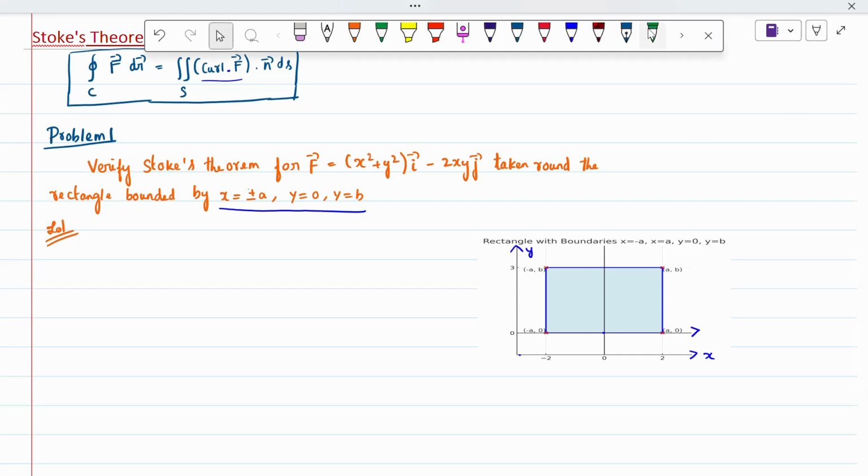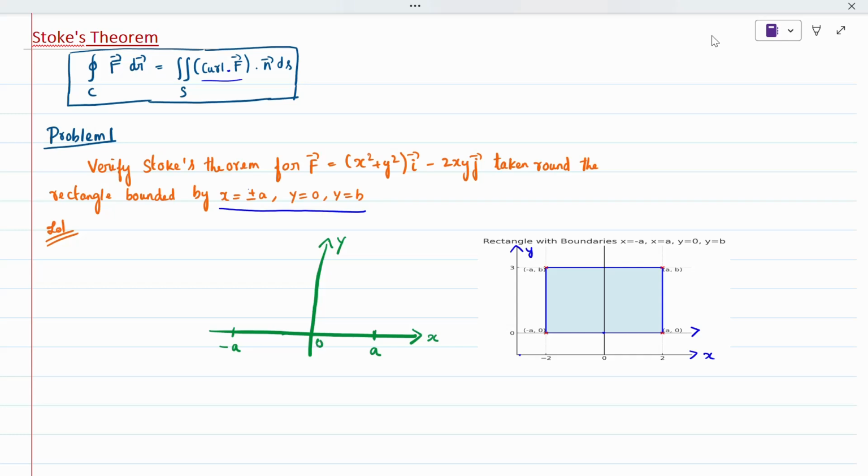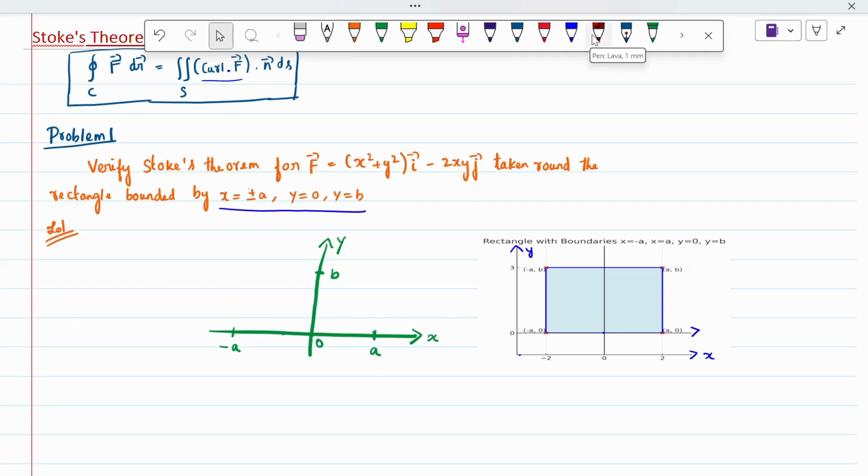So how we have to draw it: for example, your x-axis, your y-axis. So what is given in the question? x equal to plus or minus a. Plus a I will fix it here, minus a I will fix it here. y equal to 0, it is 0. y equal to b somewhere here. So this is our diagram. So join everything.